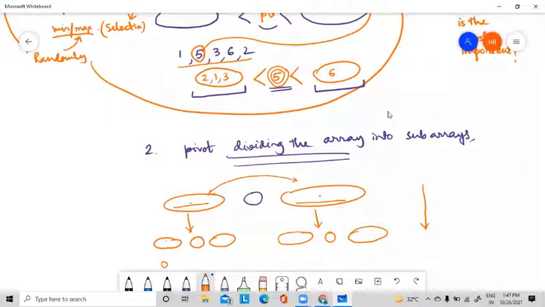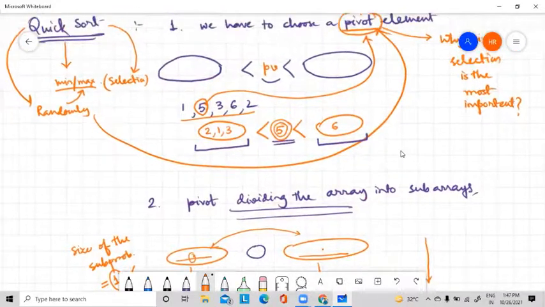When the size of the subproblem becomes 0 or 1, then we will stop, because a single element is by default sorted. No need for more sorting. Okay, so this is the whole idea of the quick sort algorithm.